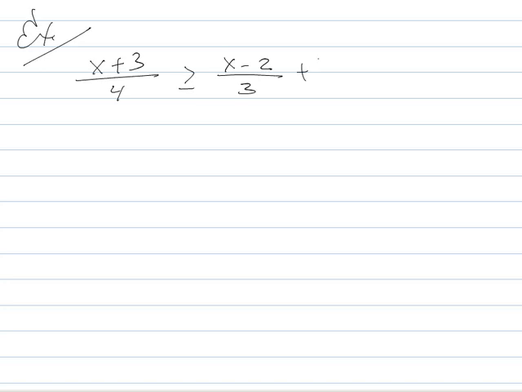Let's try another one. Try x plus 3 over 4 is greater than or equal to x minus 2 over 3 plus 1/4. Now remember, pretty much anything that you did with a linear equation we can do to you with inequalities. So we're not going to give any squares or square roots, but we will give you fractions. So remember, when we solve these, we want to multiply by the GCD.